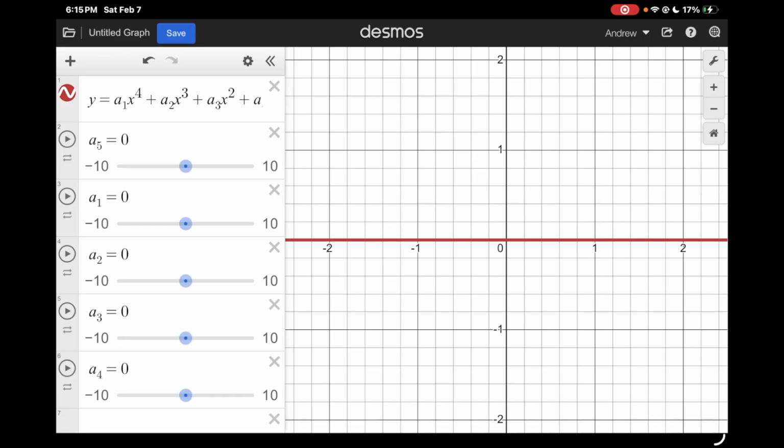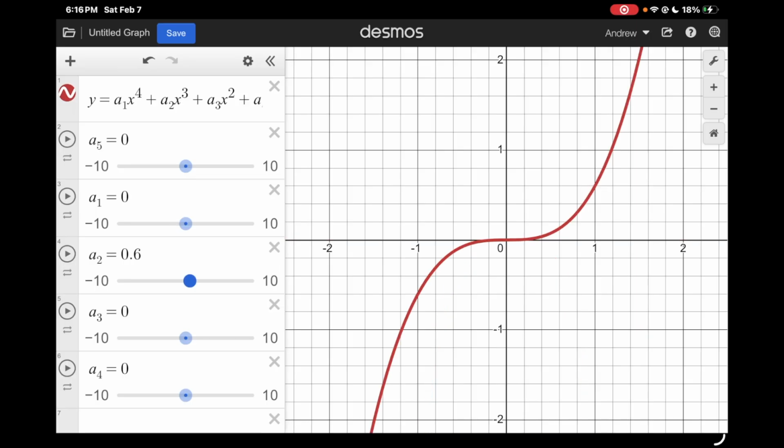Now I'm on Desmos. So here's the constant at A5. This is the number at the end. It's changing the y-intercept. Here's A1. A1 is the coefficient of the x to the 4th term. You notice how it looks a lot like a parabola, but it's not. It's more rounded on the bottom. When A1 is positive, it looks like a U. It comes from the top, leaves to the top. We flip it around to negative, comes from the bottom, leaves to the bottom.